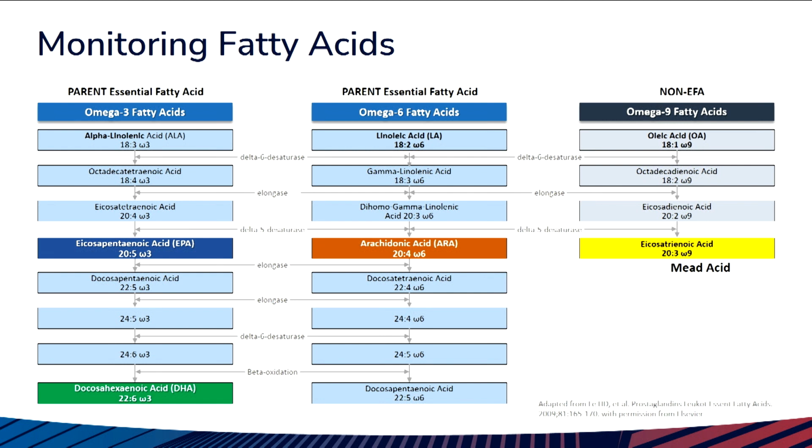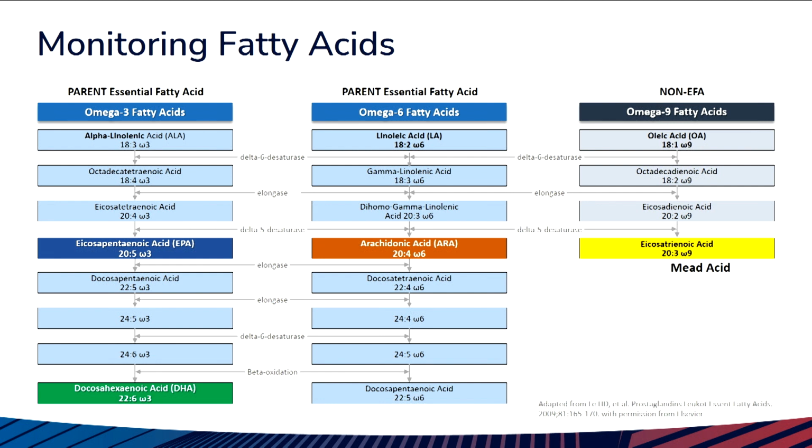When we start on the omega-3 fatty acid pathway, the parent essential fatty acid is alpha-linolenic acid, or ALA. Enzymes then desaturate and elongate down the chain to get to your longer essential fatty acids, or conditional essential fatty acids. In the omega-3 pathway, it's EPA and DHA. On the omega-6, the parent is linoleic acid, LA, which elongates to arachidonic acid. Omega-9 also goes through desaturation and elongation down to mead acid.